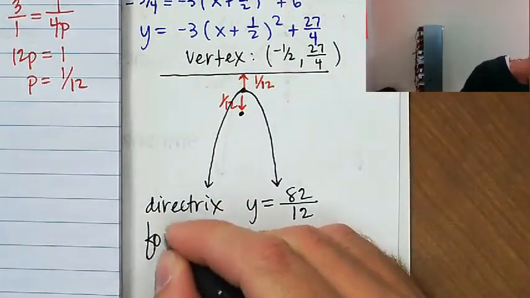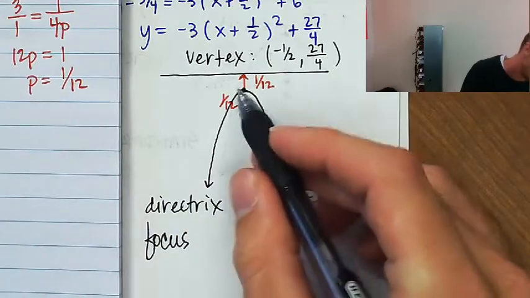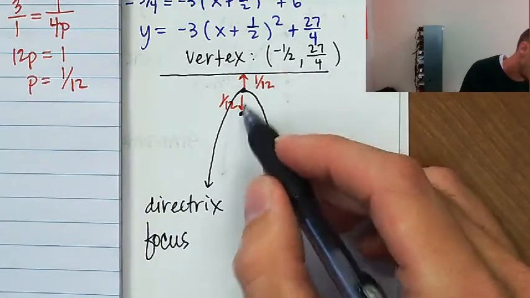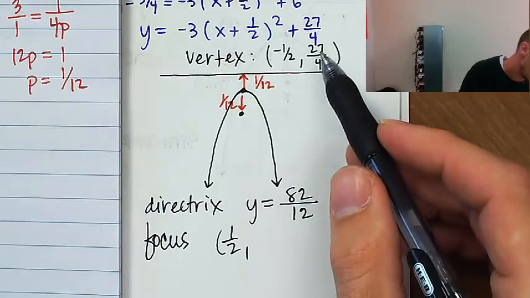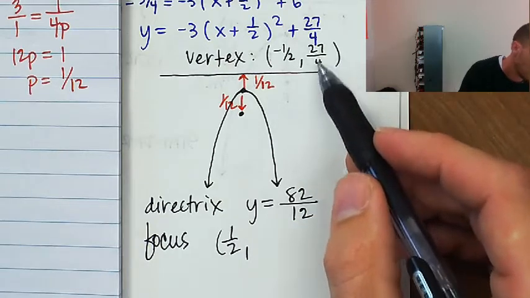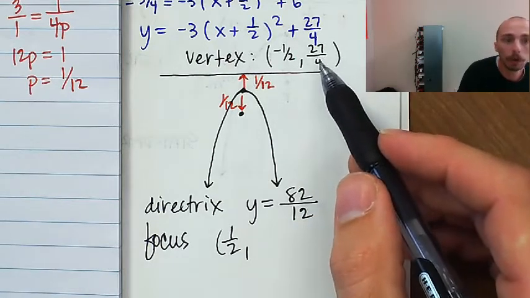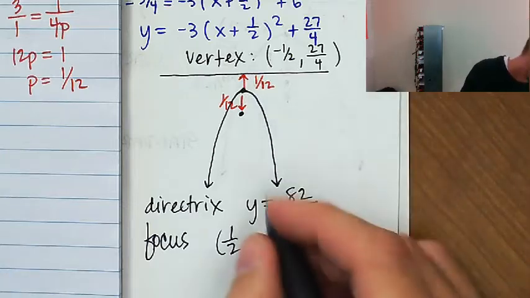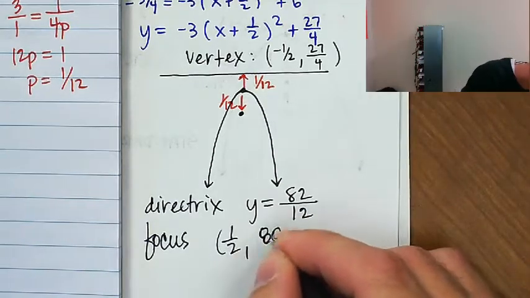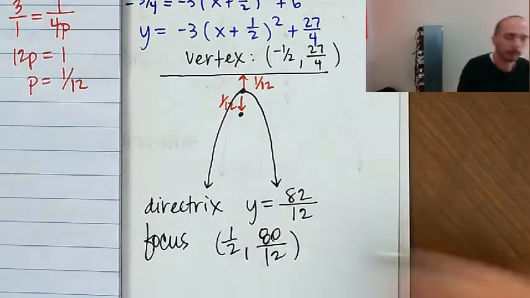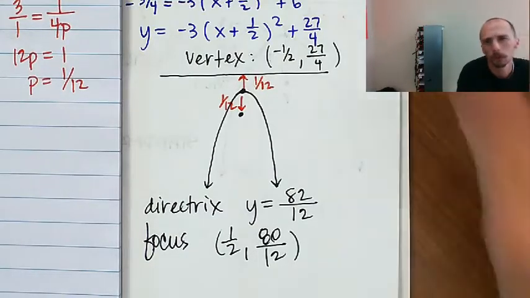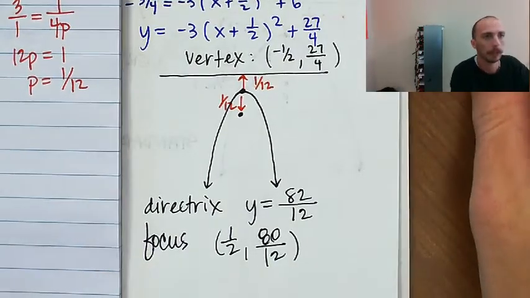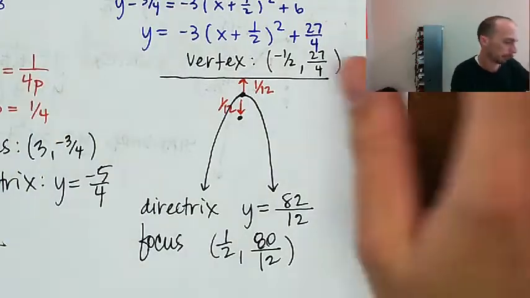And then the focus point is going to be, okay, x will still be -1/2 because it's just right below it. And y is going to be 27/4, which is 81/12, minus a 12th, which is 80/12. And you could reduce that. You could make that 20/3 maybe, but you could also not, and that would be fine. That was a pretty intense example.